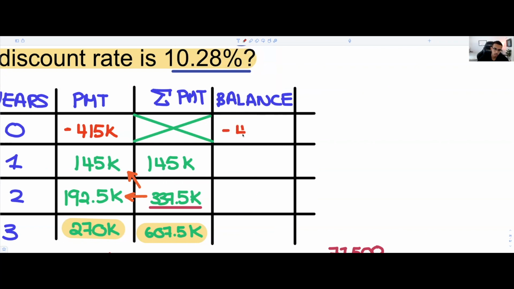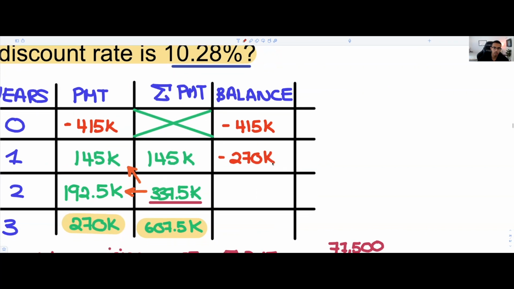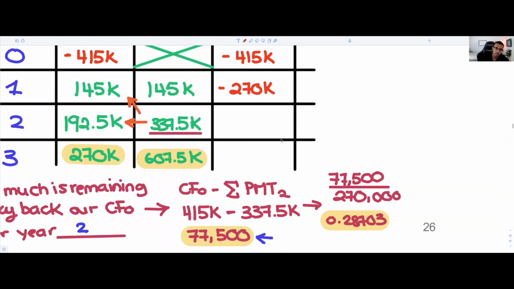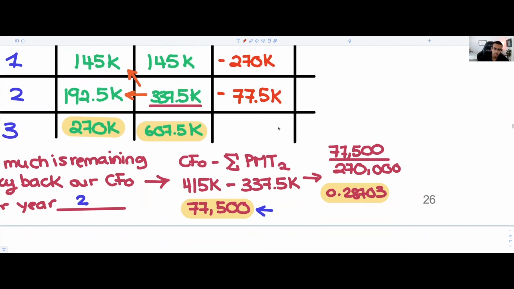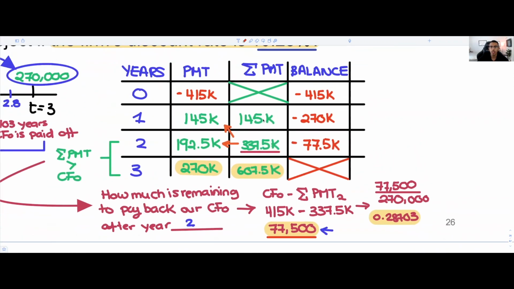The balance after 1 year, in order for you to be able to recoup your money, is $415,000. After 0 years, sorry, after 1 year, you're going to have 270K that's left to pay off in order to recoup your entire investment. But then look at that, our balance after 2 years will be equal to 77.5K, and that's exactly the amount we have here. So you can use that method to go about it. And of course, at year 3, you're going to have no balance because you went above your 415 grand, but you get the little notion here. So that's one way to go about it.